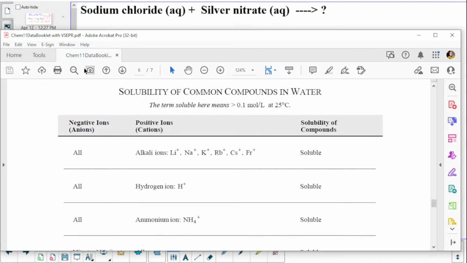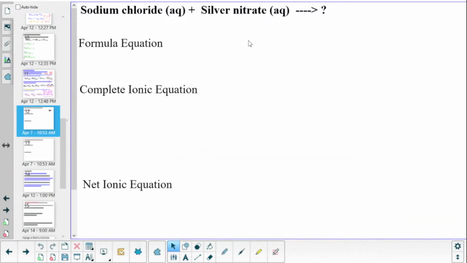So with that being said, I would like you to predict the two products of this reaction, figure out which one's aqueous and which one's solid or low solubility, and then write out the formula equation, complete ionic equation, and net ionic equation. I'll have you do those on the board in a moment. I'll just pull up some groups, but you can start working on it now.